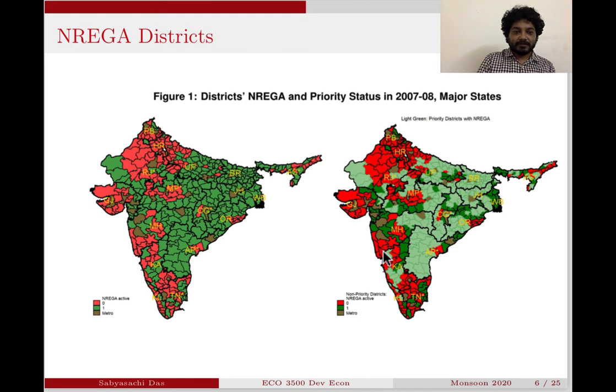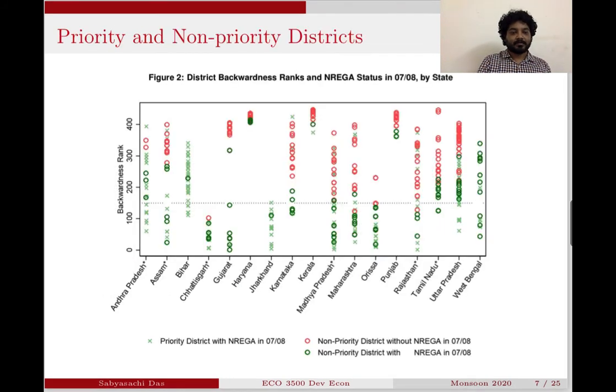So hopefully this was clear. If you are not clear, then please refer to the paper. Okay, so here is a little bit of a messy graph. Let me explain what is going on. Here the authors are plotting the backwardness rank of all the districts, including the priority districts, even though for priority districts there was no selection based on backwardness rank. But anyways, they're plotting it for all the states separately.